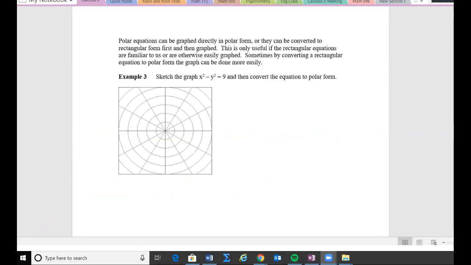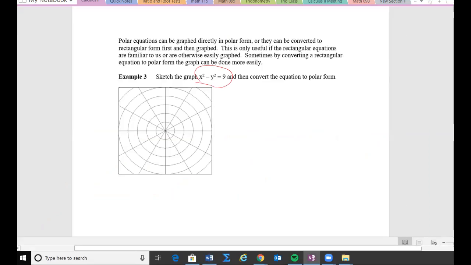All right, so we're back here now. We're going to do a little graphing. Now, we know what this graph is here, we've seen it already in several places. We know that that's a hyperbola, right? So we kind of know what to expect, but it says sketch this graph and then convert to polar form.